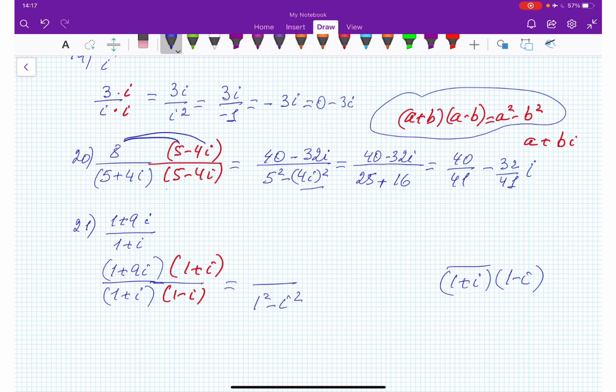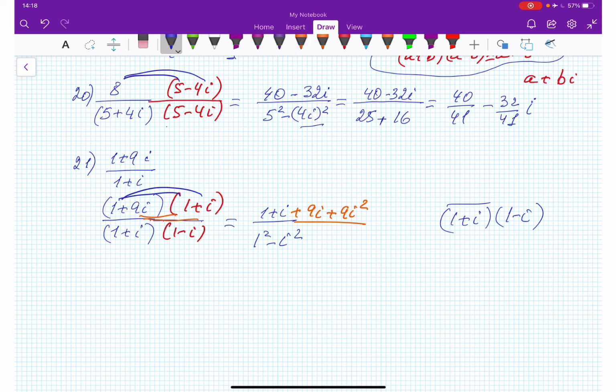And on the top, in the numerator, we need to do multiplication. Let's start. 1 times 1, 1 times i. It's going to be 1 plus i. And then 9i times 1, it's going to be 9i. And 9i times i, it's going to be plus 9i squared.